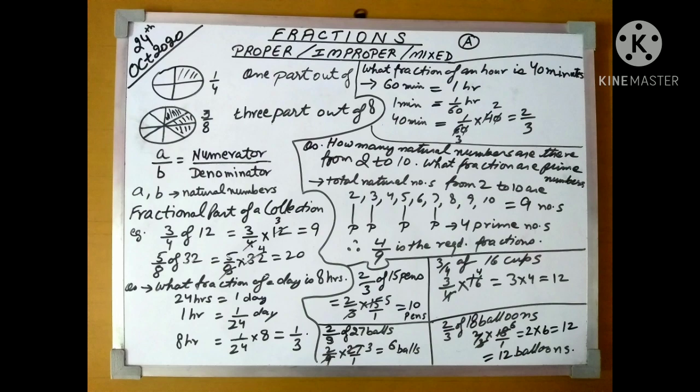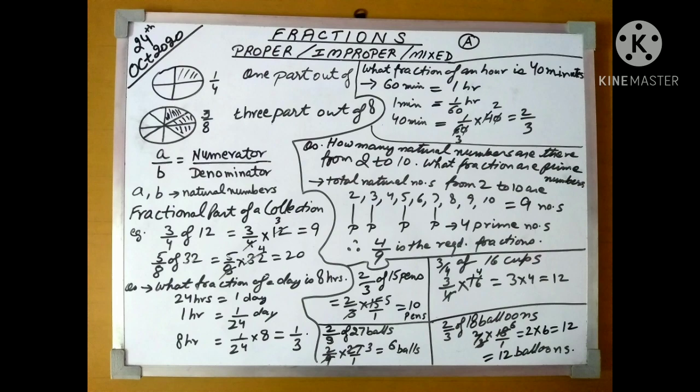So when I say 1 by 4, it means one part out of 4 parts, right? Similarly, if I say 3 by 8, it means 3 parts out of 8 parts. Another thing we'll come across will be the fractional part of a collection. Suppose I am writing 3 by 4 of 12. This means that if we have a collection of 12 balls, we divide this collection into 4 equal parts and take 3 parts out of it.